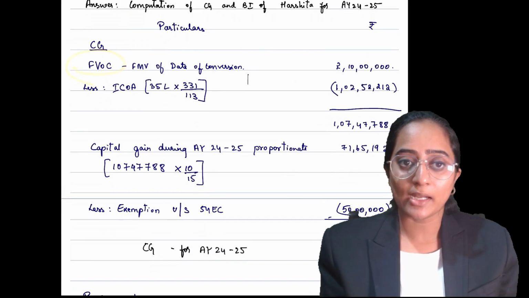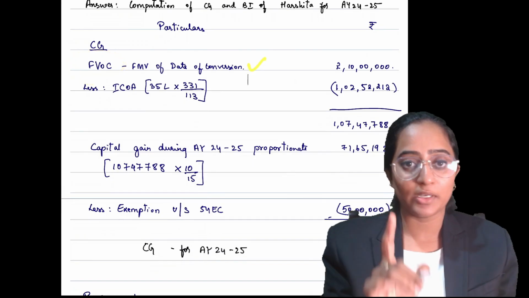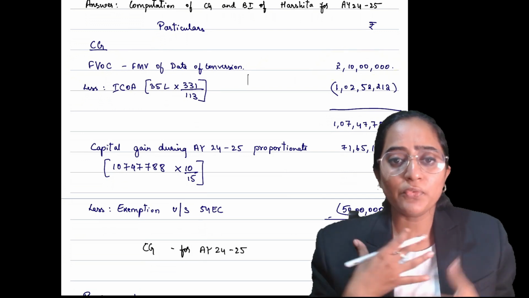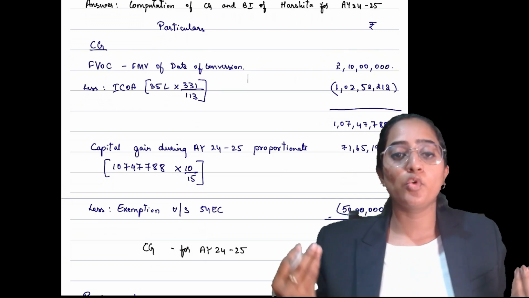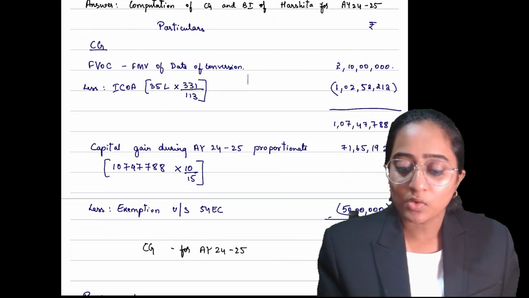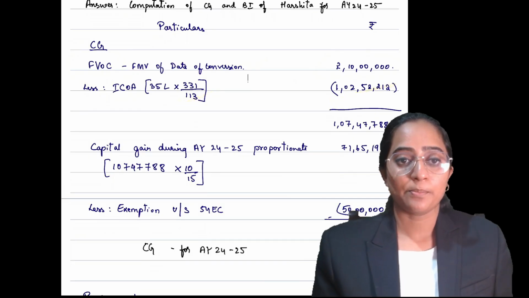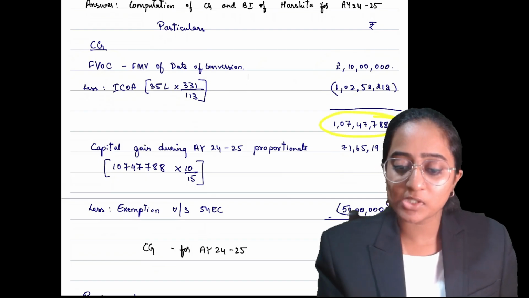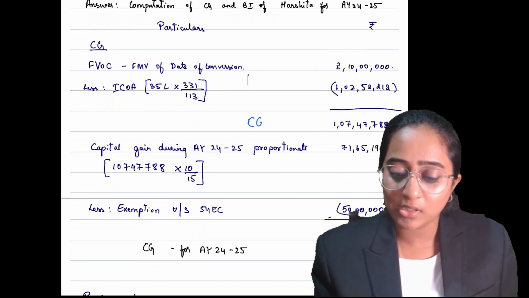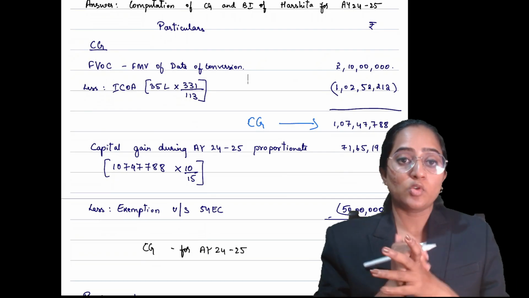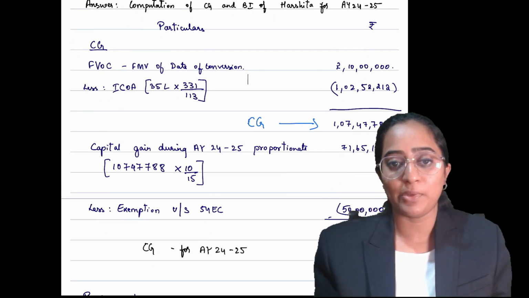Full value of consideration, that is, you're going to consider the fair market value on the date of conversion. It is going to be 2 crore 10 lakh. Next, for the capital gain, I'm going to get the indexation benefit, right? So indexation cost I'm going to consider and subtract. After this, whatever answer I get is nothing but my total capital gain, people.